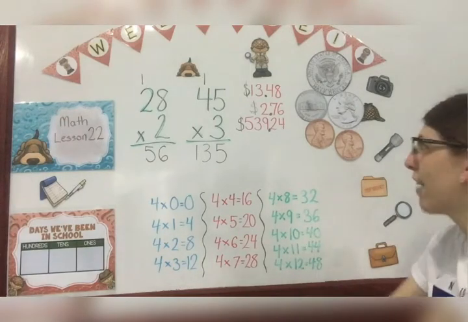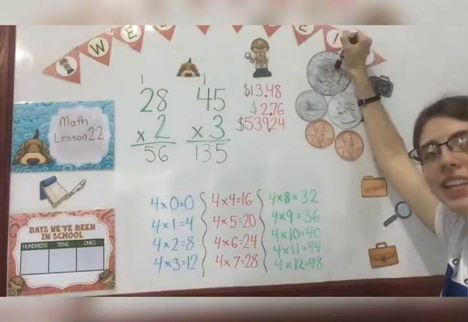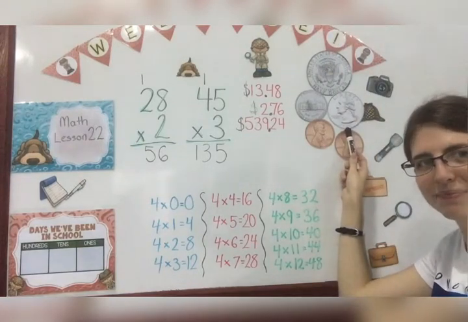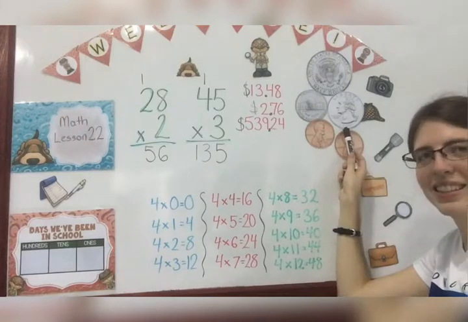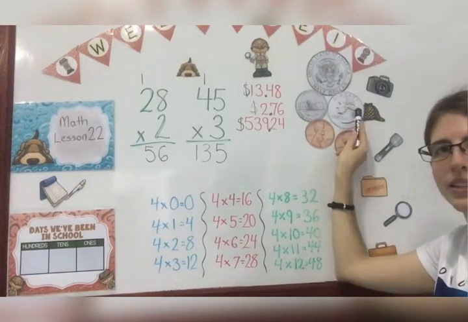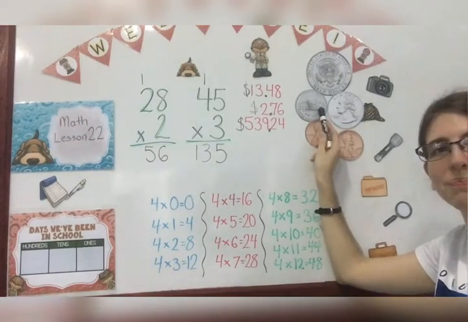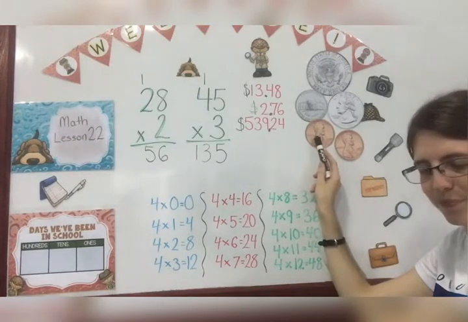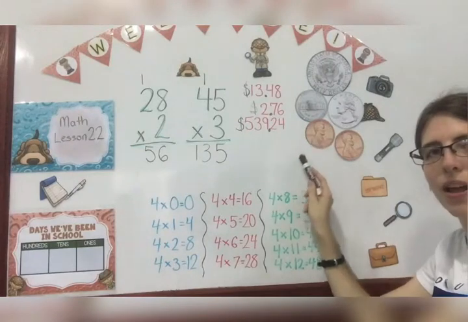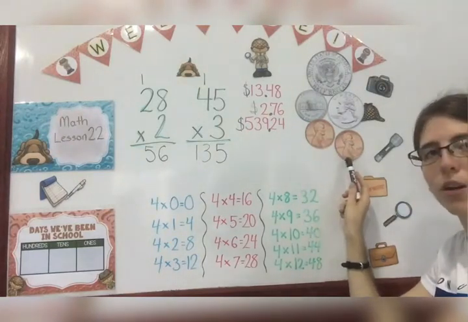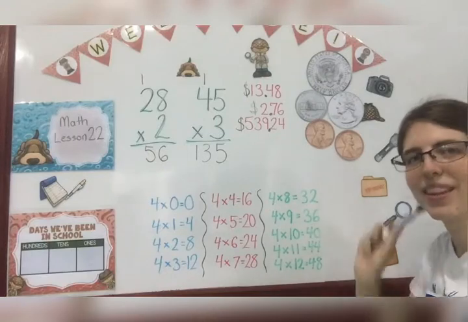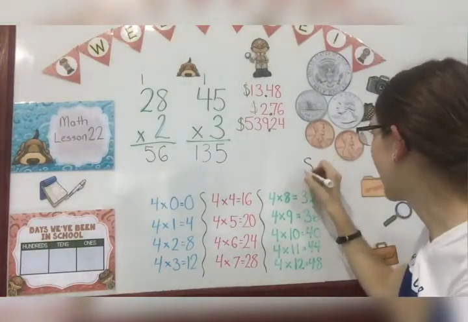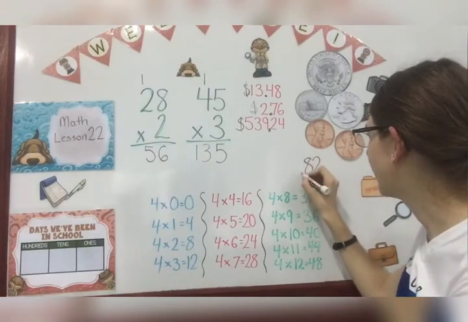So let's start with our half dollar, our biggest coin. So that is 50. Plus 25 more, 75. Plus 5 more, 80. Plus 1, 81. Plus 1 more, 82. So I have 82 cents. My coins are 82 cents.